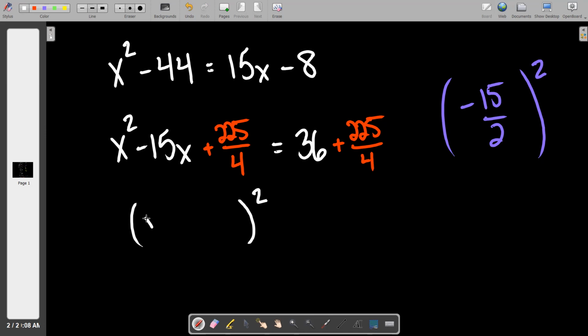And I'm going to put an X. Now, what number is going to go after the X? Minus 15 halves. Very good. It's like, wow, I just factored a quadratic trinomial with a fraction in it. Sweet. And then the right side is the basic skills test.